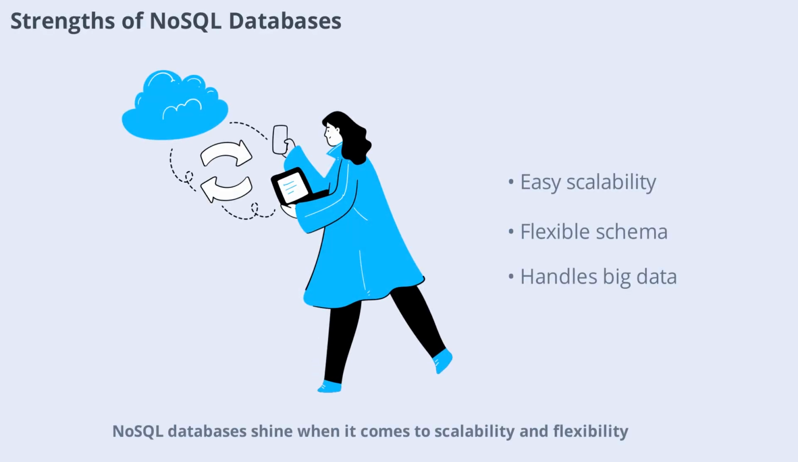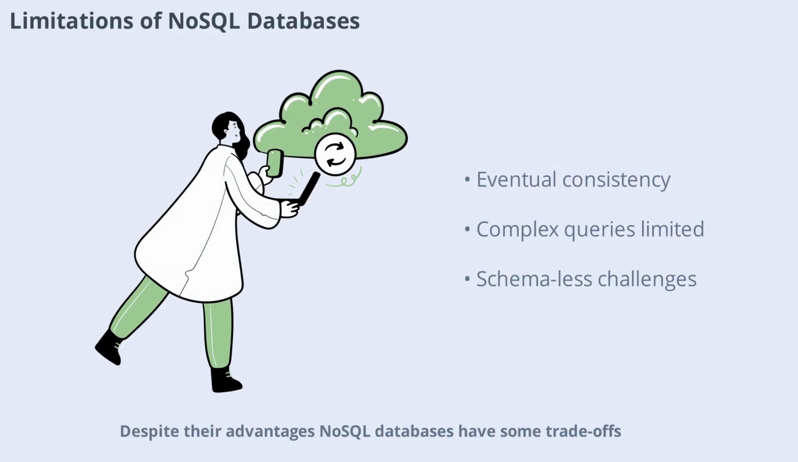NoSQL databases shine when it comes to scalability and flexibility. They can easily scale out by adding more servers, making them ideal for big data and real-time web applications. Their schemaless design allows for rapid development and easy adaptation to changing requirements. NoSQL databases are also well-suited for handling unstructured or semi-structured data, such as social media posts, sensor data, or multimedia files.